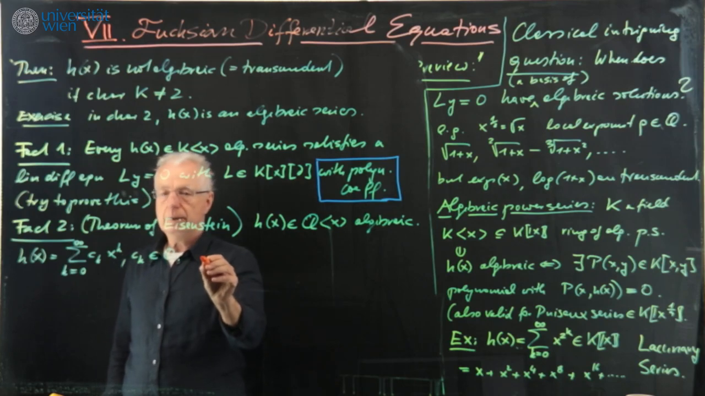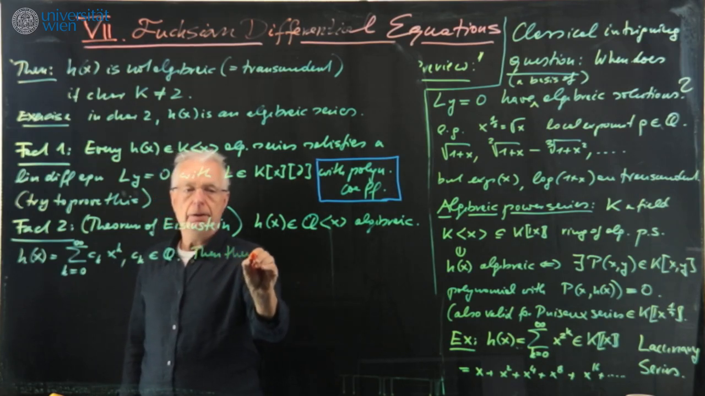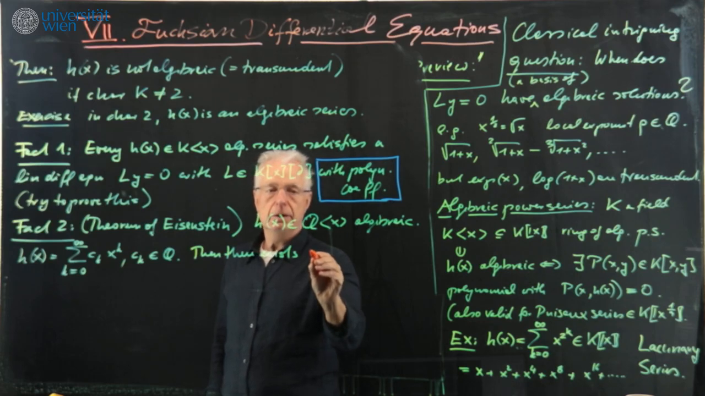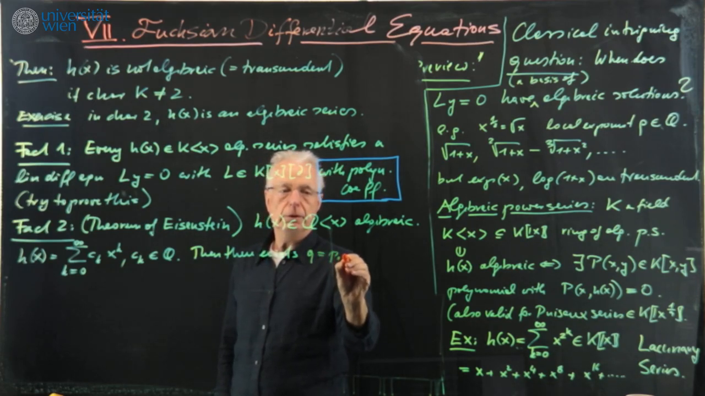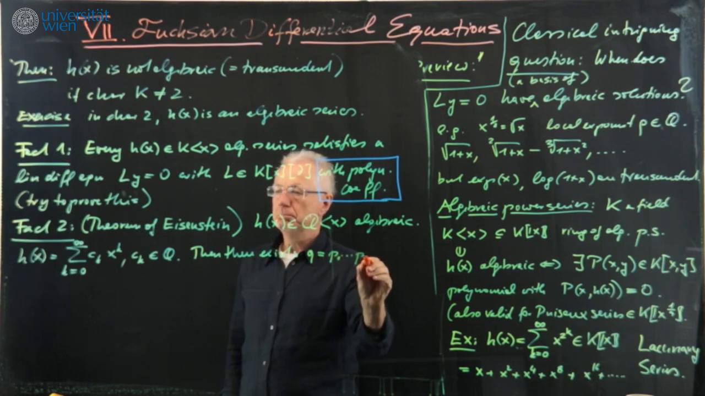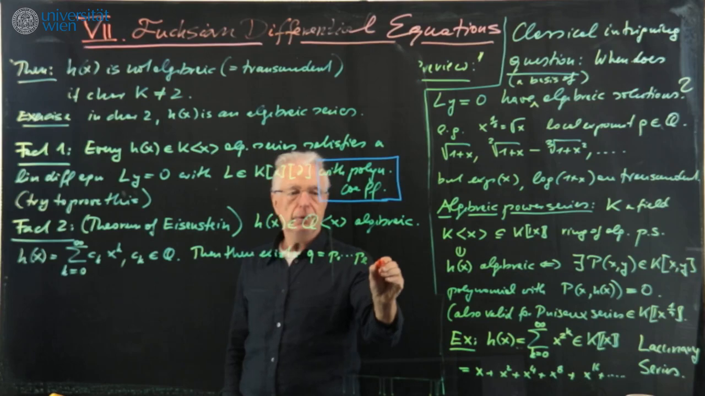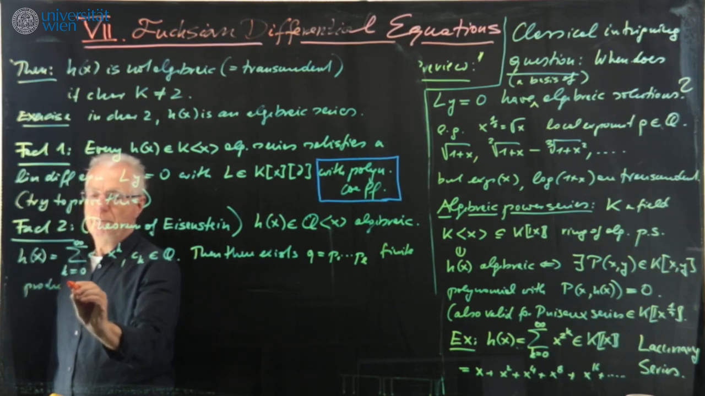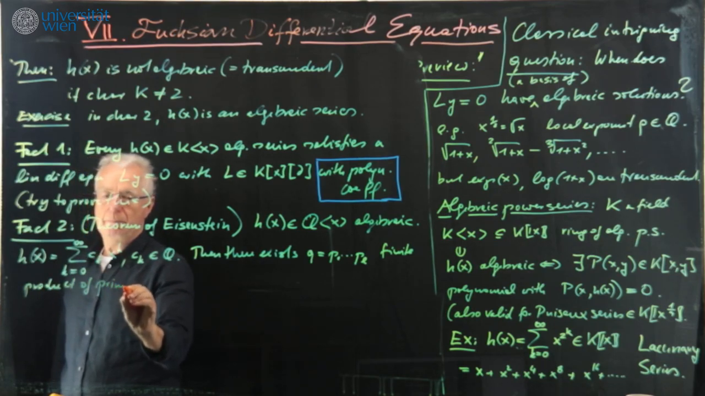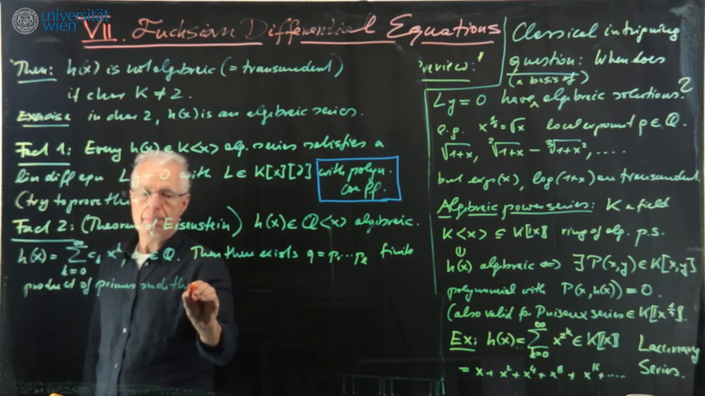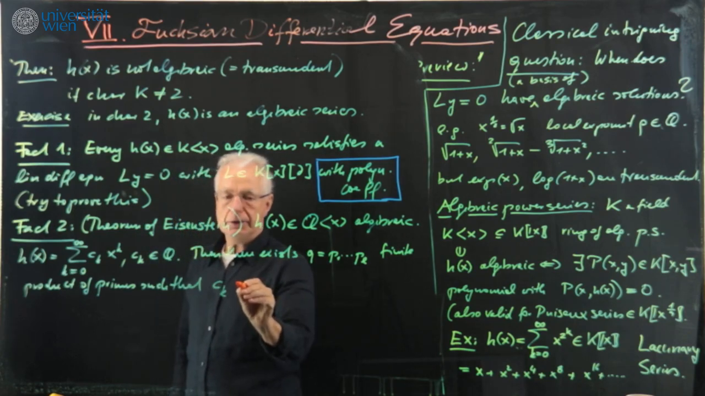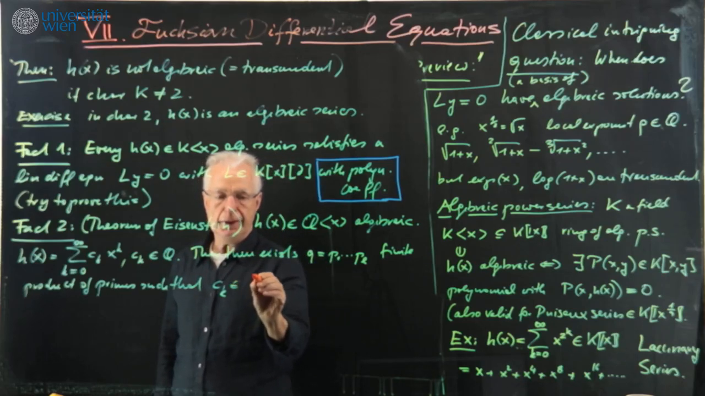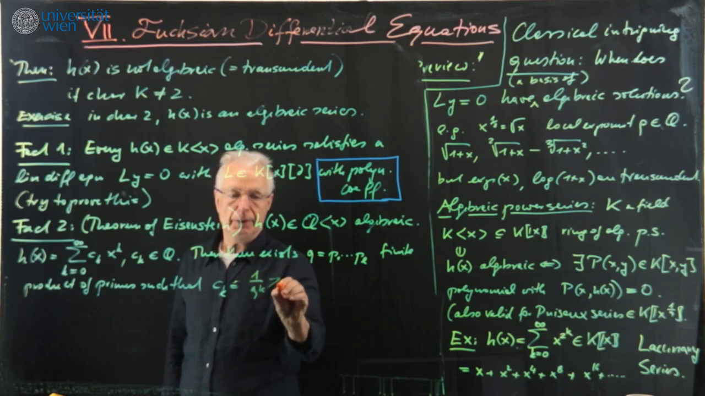So then there exists, I used already q, but I will use it again, q equals p1 up to pl, let's say, a finite product of primes, such that these ck are integers up to dividing by a power of q. So ck is in 1 over q to the k times Z for all k.